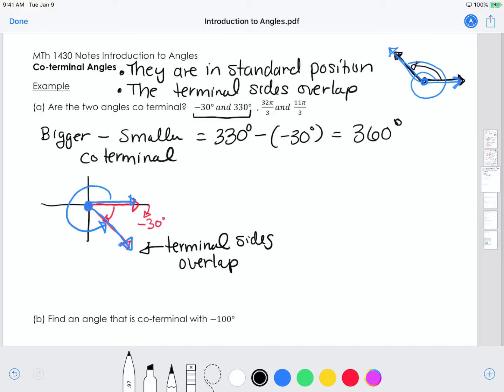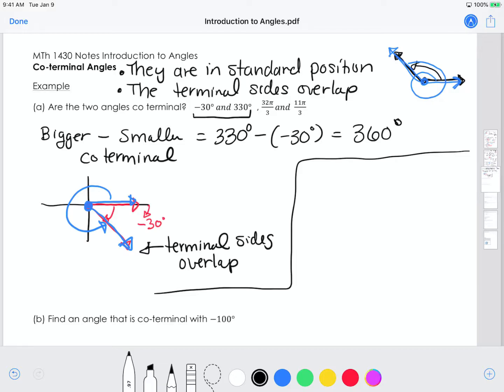Or by finding the difference between the two, and since it's in degrees, you're looking to see if the difference between the two is a multiple of 360 degrees, which would be a full rotation. Now, for the second pair, let's do it in this box. These are in radians. So when I take the difference of these two, I want to look to see if it's a multiple of 2 pi.